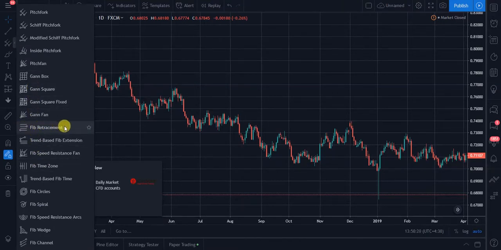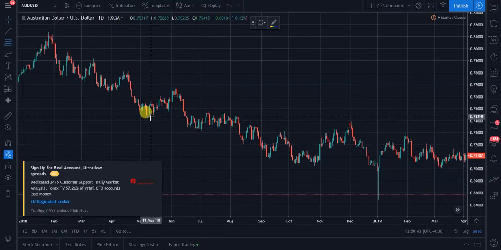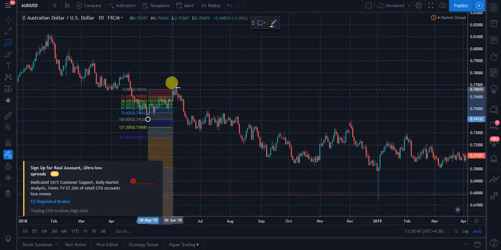Before I put this one, I should tell you that you need a Fibonacci retracement to identify or draw your levels, as you can use the Fibonacci retracement tool. So for using Fibonacci extension you need to use the Fibonacci retracement tool. For example, from this low to high.